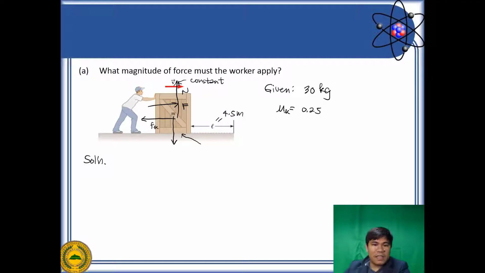So, if we establish the free body diagram, it would look like this. This is the box, and you treat the box as a dot. We have the weight at the bottom, the normal force at the top, the external force applied by this human being, and the kinetic friction exerted by the ground on the box.